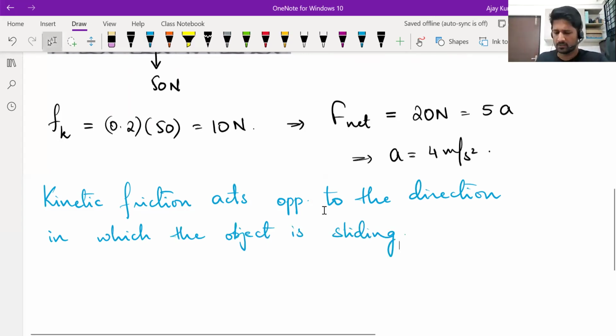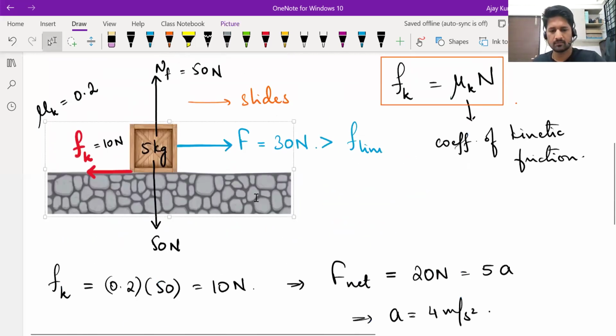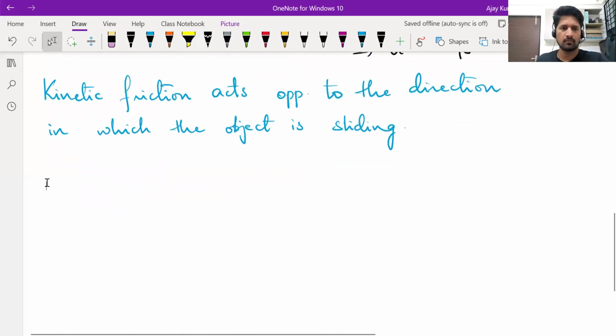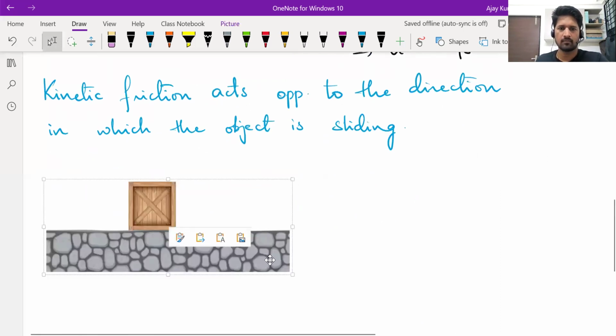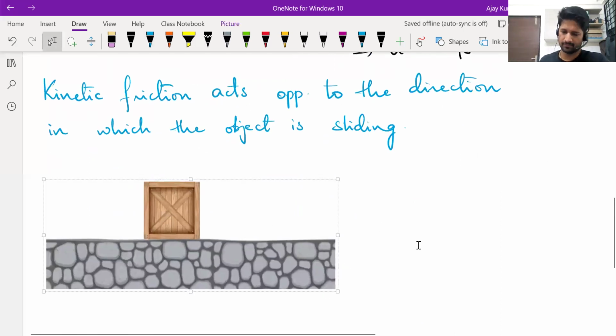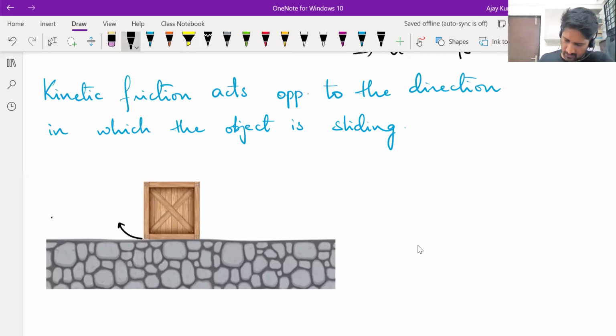Okay, let's solve problems based on this. Consider this situation itself. The surface is rough. It has a coefficient of kinetic friction, let's take 0.4. Assume the mass of the block is 2 kg, and we have given it an initial velocity of 10 meters per second and released it.